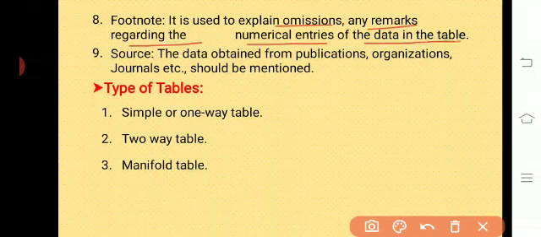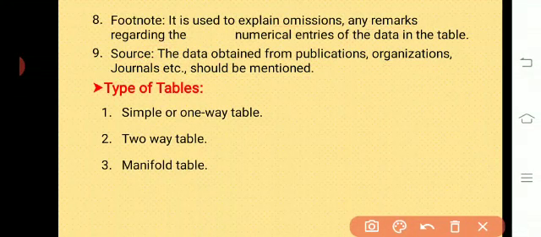Then the last point we have to consider here is source. The data obtained from publications, organizations, journals, etc. should be mentioned. So while drafting a table, we have to take care of all these points.